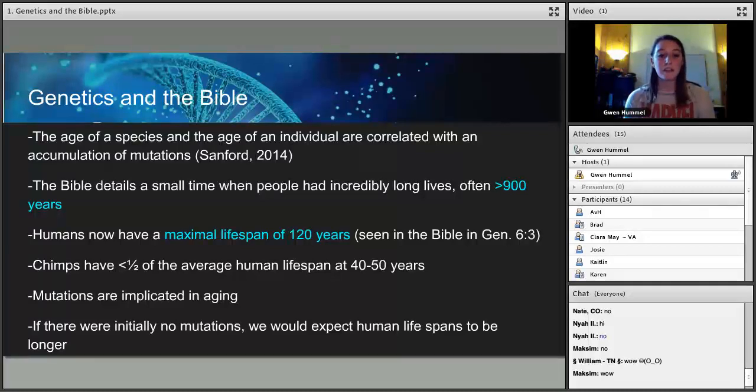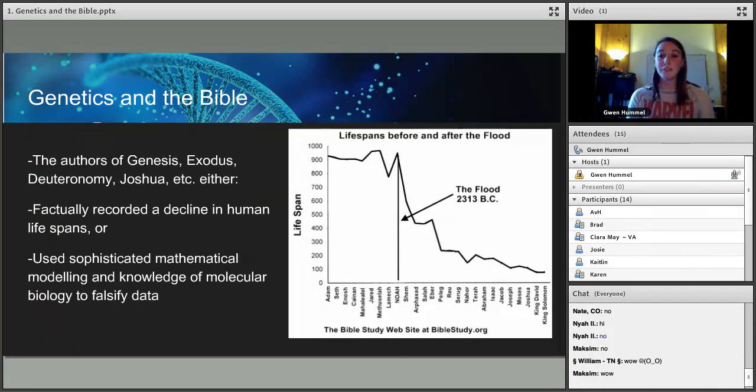So if there were initially no mutations, remember at the beginning of the world when God declared everything very good, if we had no mutations, we would expect human lifespans to be much longer. Things would know when to divide. They would know not to gain diseases. Cancer, remember, is when cells don't know when to stop dividing. They gain mutations that tell them to divide all the time. If there were no mutations when God told the world it was very good, we would expect these very long lifespans.